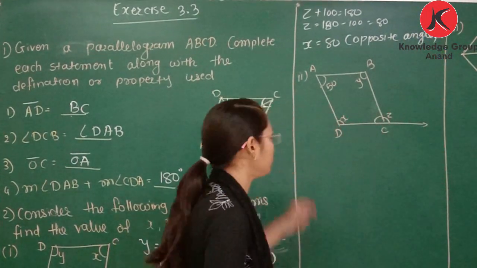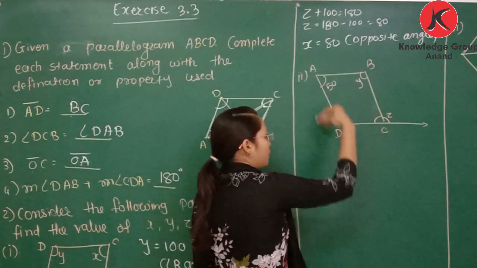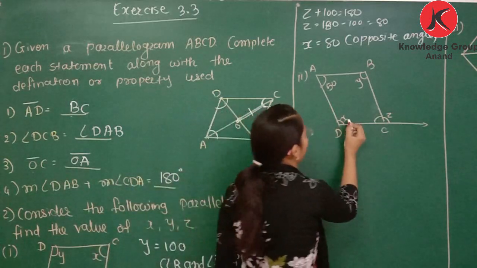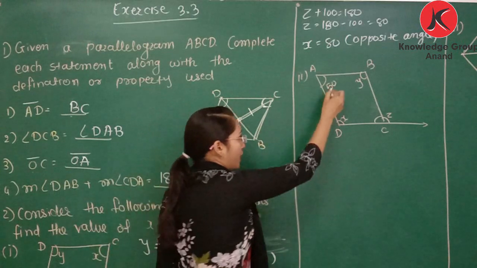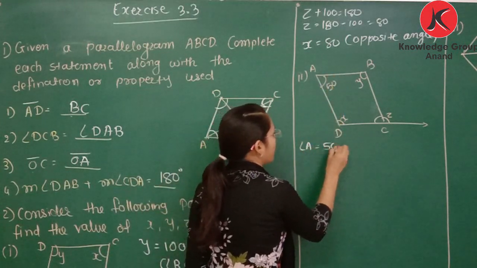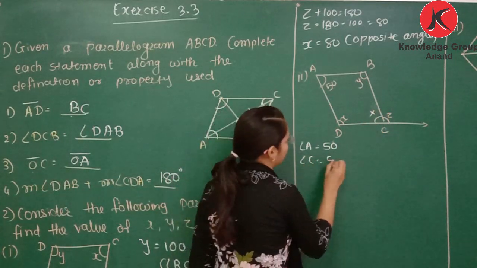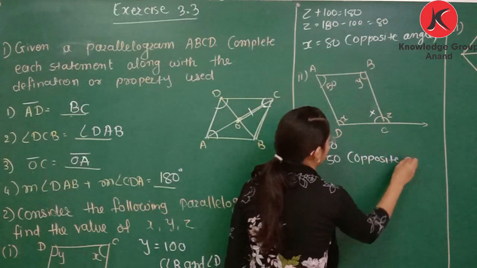Clear? Now the second part of the figure, here a parallelogram ABCD is given and you have to find this angle X, Y and Z. So if angle A, this angle, is 50 degree, then what will be this angle? It is also 50 degree. Reason: opposite angles are equal.